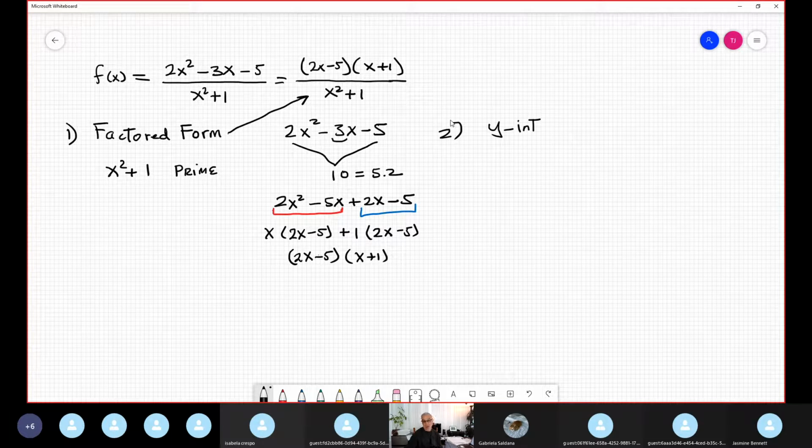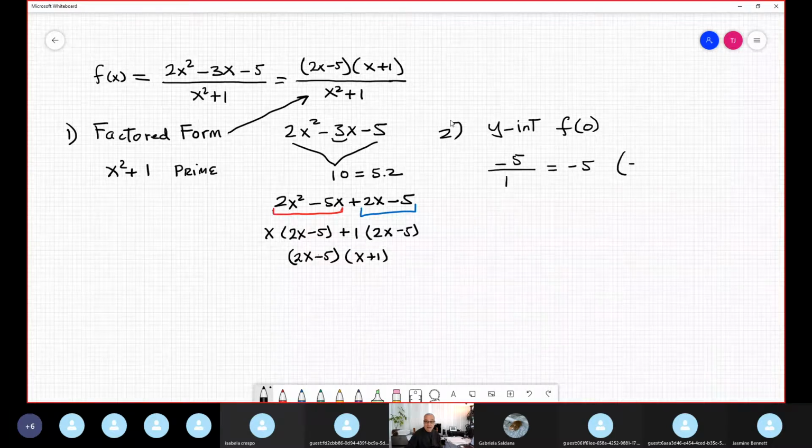Because this is an important point, no? And what is the formula to find the y-intercept? Nobody remembers the formula? f of 0. Evaluate 0. So evaluating 0 is super easy because when you plug in 0, you replace x with 0, and in the top only the negative 5 stays alive. In the bottom, 1. The answer is negative 5. Therefore, the point is (0, negative 5).